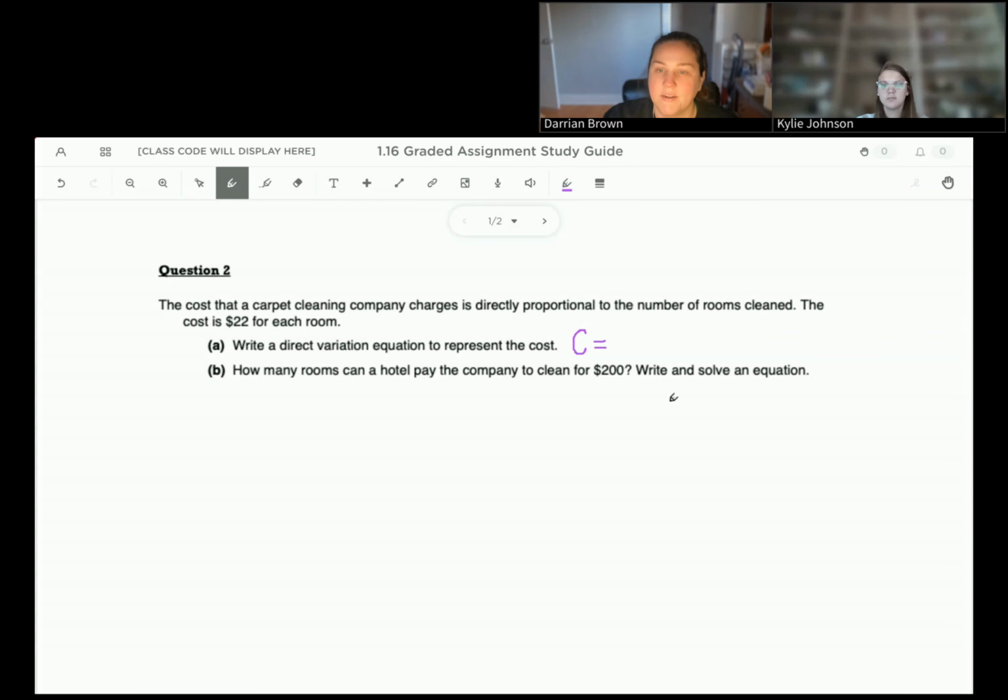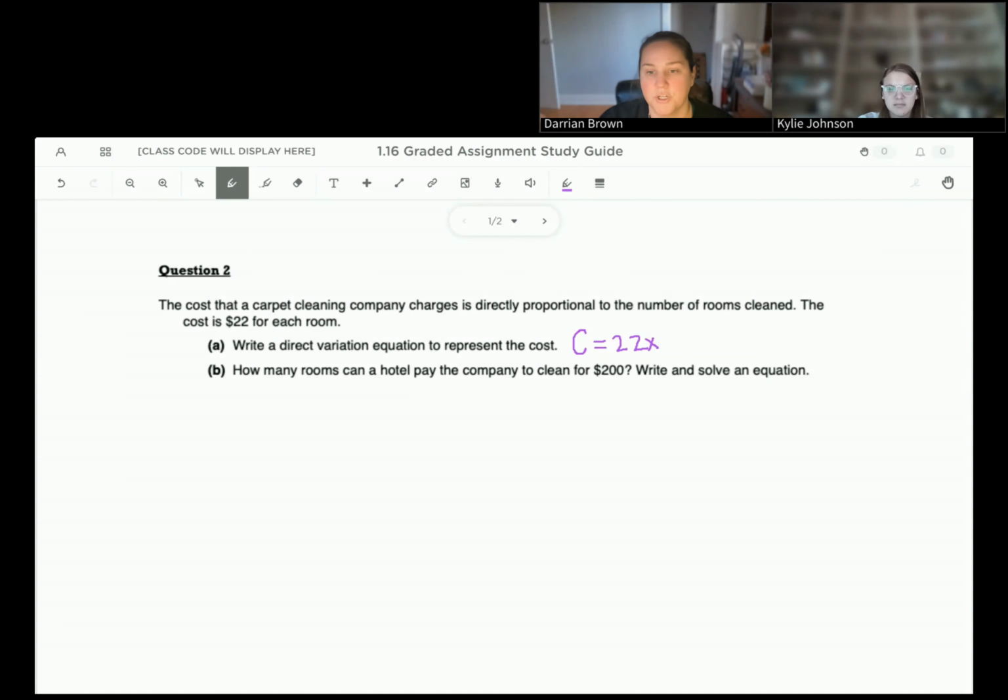Yes, good, Eden. So the cost, or C, is equal to $22 times, I'm just going to use X. Okay, X represents the number of rooms. So if you cleaned 10 rooms, you would multiply 22 times 10. That would give you the total cost. Okay, so that's all you need to write for part A. The cost is $22 times X.